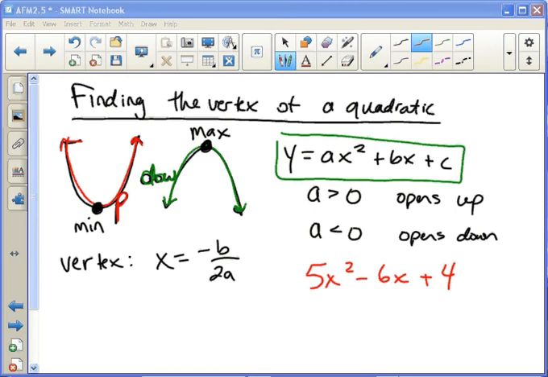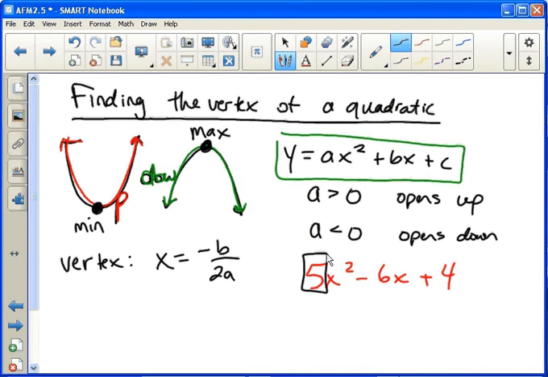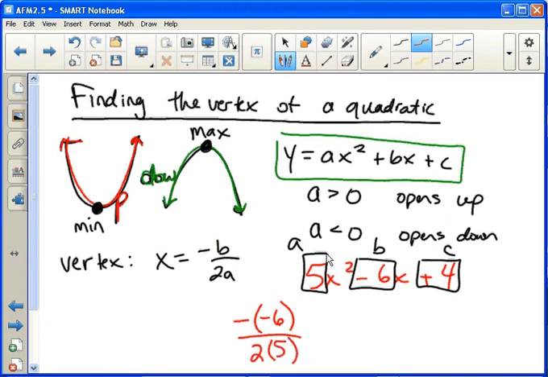I'll pull up a random one, 5x squared minus 6x plus 4. We know that our a is the number in front of x squared, our b is the number in front of x, and our 4 is c because it's the number all by itself. To find the vertex, we do negative b, so negative 6, over 2a, which is 2 times 5. So we get positive 6 over 10, or 3/5. So the vertex for this equation is at x equals 3/5. If I want to find the y value, all I have to do is plug 3/5 into the equation, and that will give me the whole ordered pair.